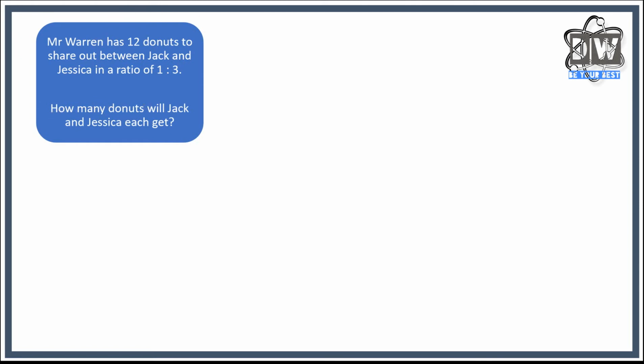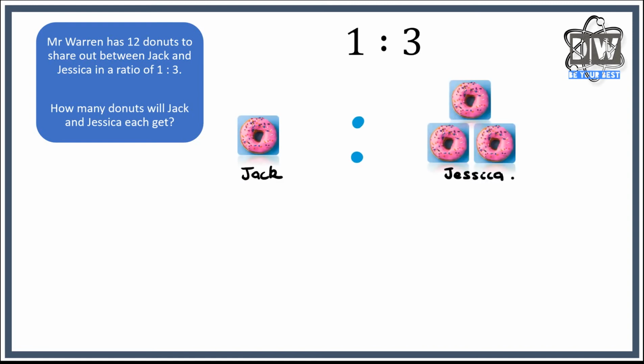So there's 12 donuts to share out. For every 1 donut Jack gets, Jessica gets 3. Now you might say that's unfair, but on this occasion my son doesn't really like donuts, but my daughter loves donuts, so that's why she would get 3 to Jack's 1. Otherwise they'd all just go off because Jack won't eat them all. That's the type of thing that we could use when we're sharing things out.